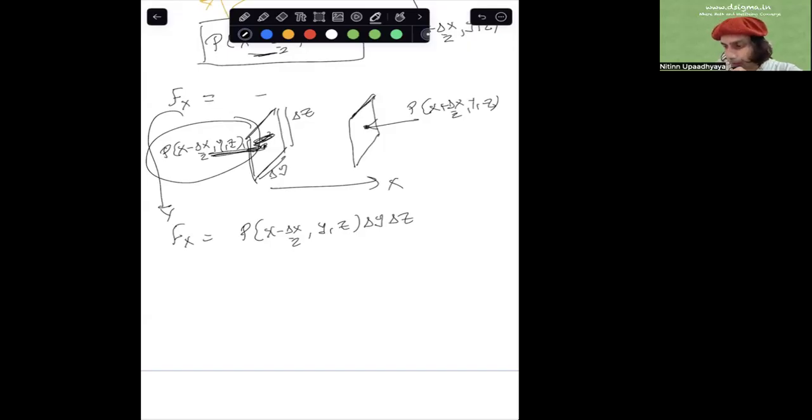Similarly, let me just call this face 1, and let's say this is face 2. The force being exerted on face 2, now notice that this pressure is pointing in the negative x direction. So the force being exerted will be the negative of the pressure being exerted there, and the pressure is P at x plus del x by 2, comma y, comma z, and again the area of the face is just del y, del z.